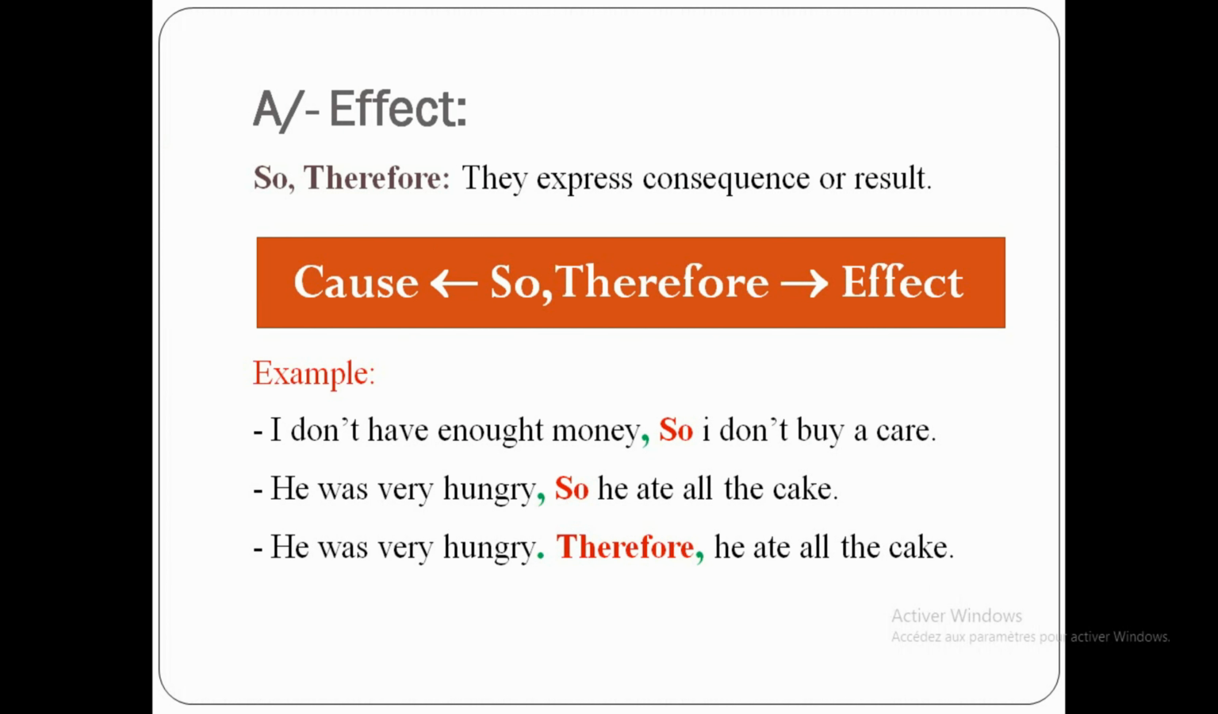نرجعوا لهنايا. هنا واش عندنا؟ Two independent sentences. The first sentence is the cause. It doesn't need another sentence to complete the meaning. We have all the meaning here. Here we have the complete meaning. I don't have enough money. We don't have another words or another sentence to complete the meaning.